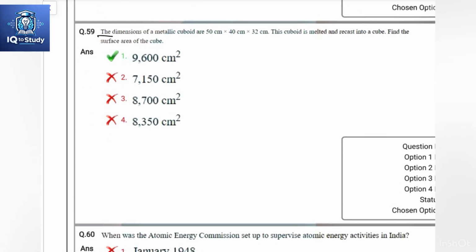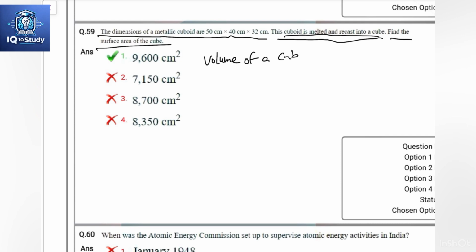The dimensions of a metallic cuboid are 50 cm into 40 cm into 32 cm. This cuboid is melted and recast into a cube. Find the surface area of the cube. According to the question, the volume of cuboid is equal to the volume of a cube because this cuboid is melted and recast into a cube. So, volume of a cuboid is equal to volume of cube.